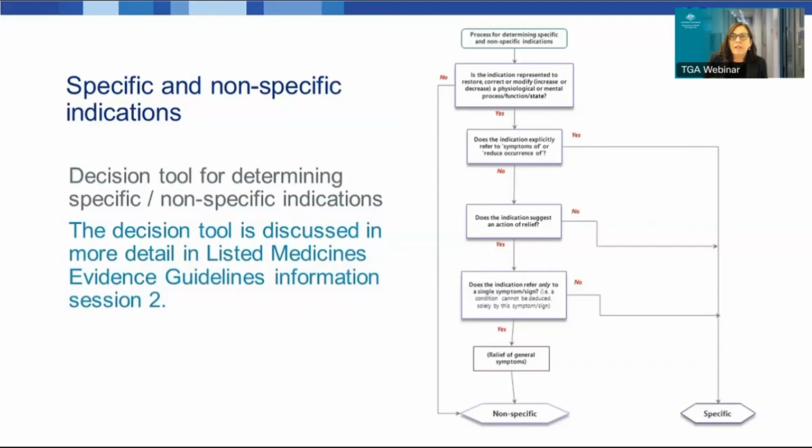The evidence guidelines include a tool to assist with the process of classifying indications as specific or non-specific. We've included several explained examples in the guidelines to assist sponsors in using the tool. The tool is intended to increase the consistency of indication classification. However, there may be some indications that are difficult to categorise for individual medicines. The decision tool and examples will be discussed in more detail in session 2.